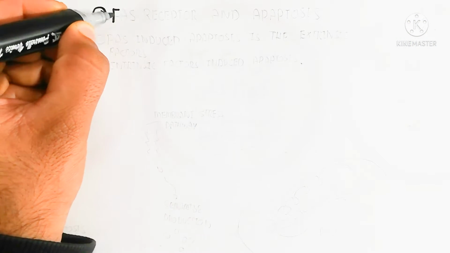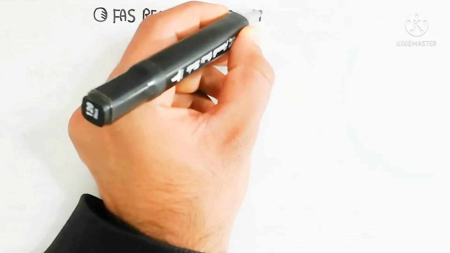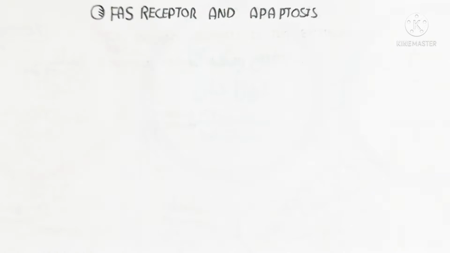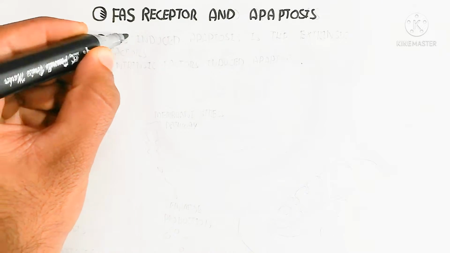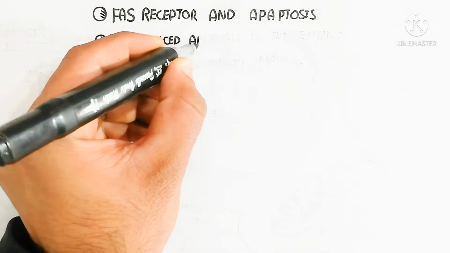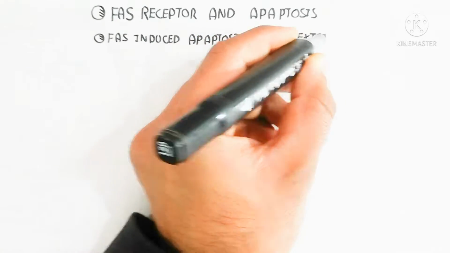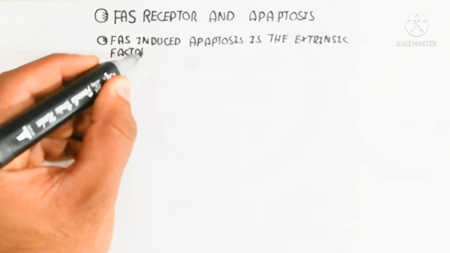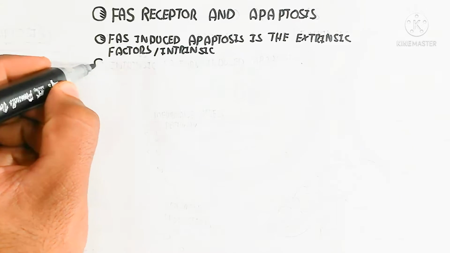Hello, in this video we will discuss the Fas receptor and apoptosis, and what the Fas ligand is. We will also understand the membrane stress pathway and the extracellular domain, as well as how it relates to the mitogen. There are intrinsic and extrinsic pathways. Fas-induced apoptosis is the extrinsic pathway.